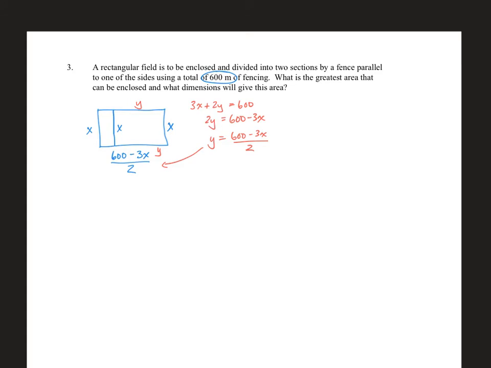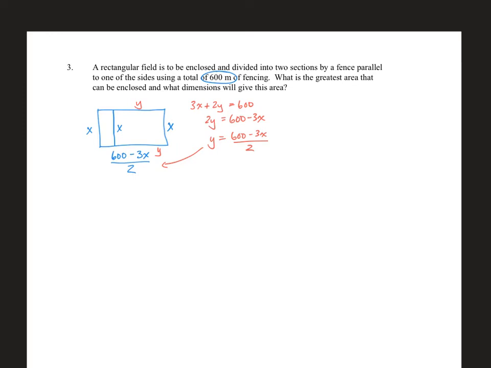Okay, so we have our dimensions labeled on our diagram in blue. Now, the question asks me, what is the greatest area that can be enclosed, and then what dimensions will give that area? I notice that greatest is just a synonym, meaning maximum. So that's just another way for us to say, what is the maximum area? And one of the key things that we want to make sure that we're good with is to be able to work our way through the wording of that problem.